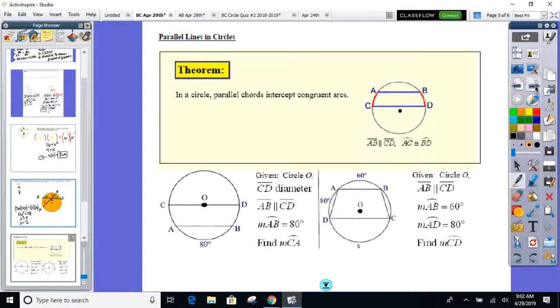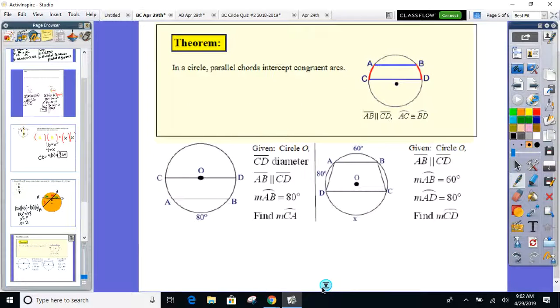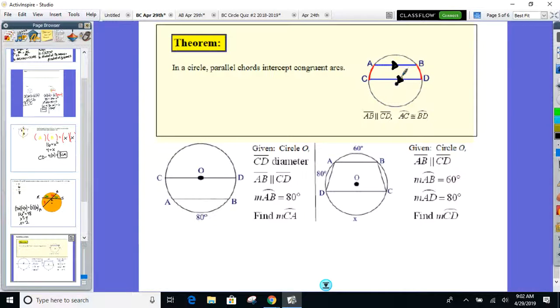Hey, another theorem. Here we go. Another one just added on to this entire unit. If you have two chords that are parallel, the arcs in between are congruent. Let me say that again. If you have two chords that are parallel, the arcs in between them will be congruent. Nice little theorem to remember.